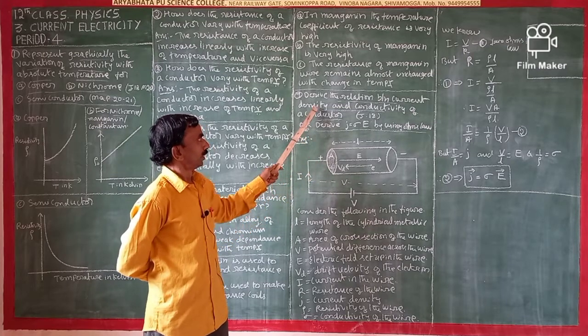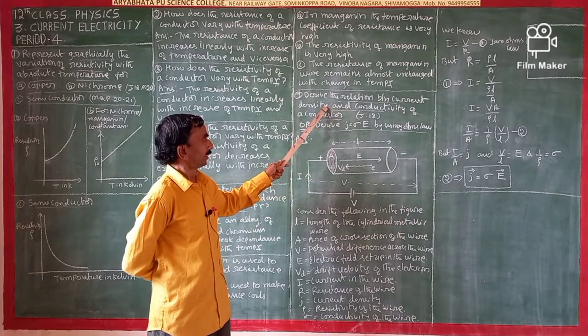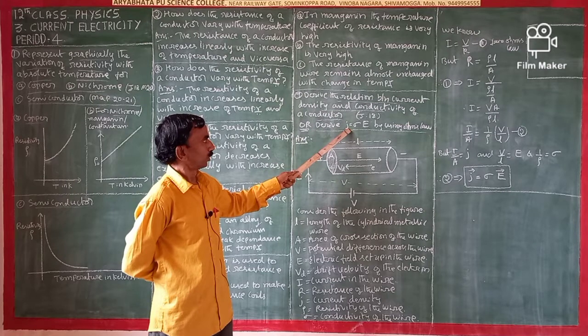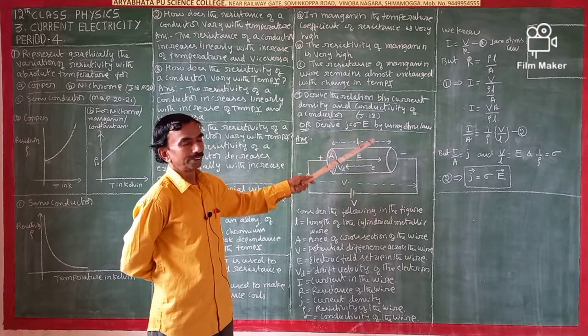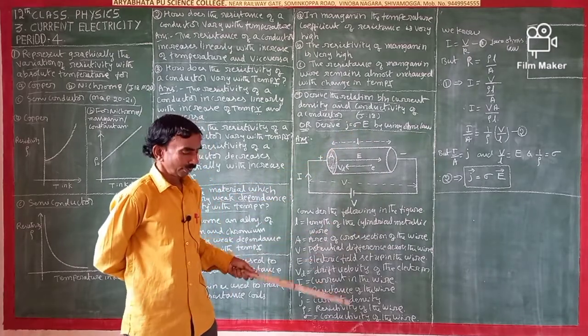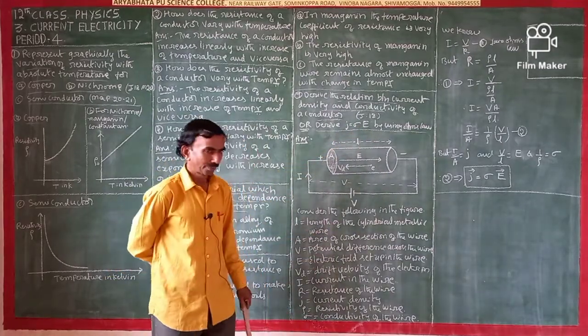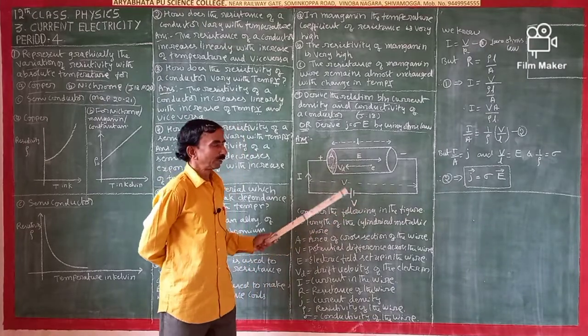Answer: derive the relation between current density J and conductivity sigma of a conductor. E is the electric field. You see how we are going to derive it, it is very simple.